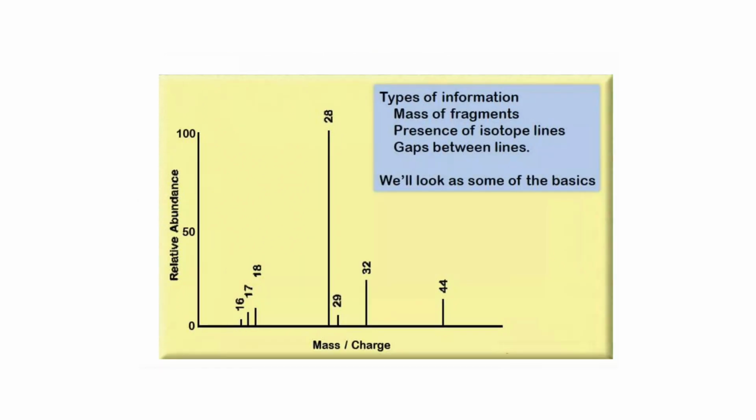So what types of information can you get from this graph? You could get information about the mass of the fragments, the presence of isotope lines, and gaps between these lines. So let's look at some of the basic information.